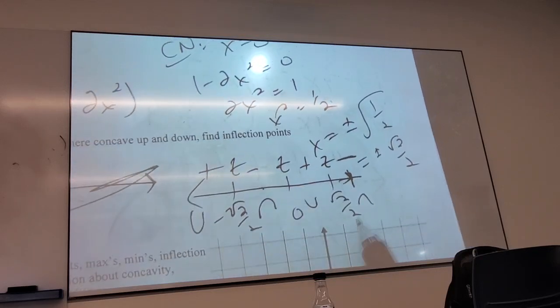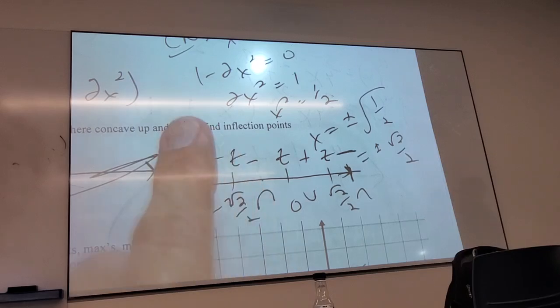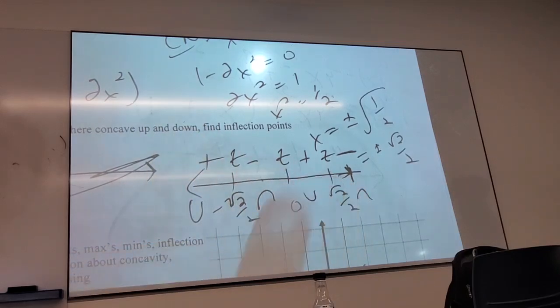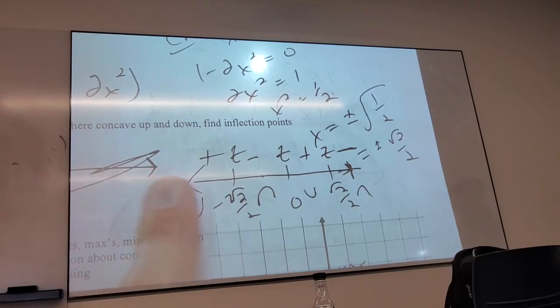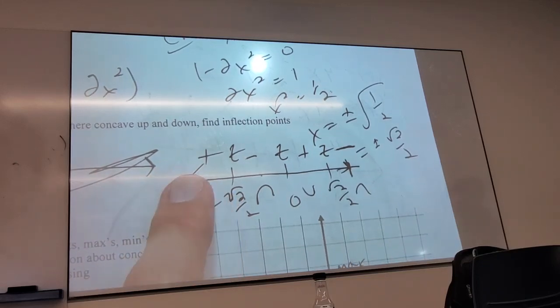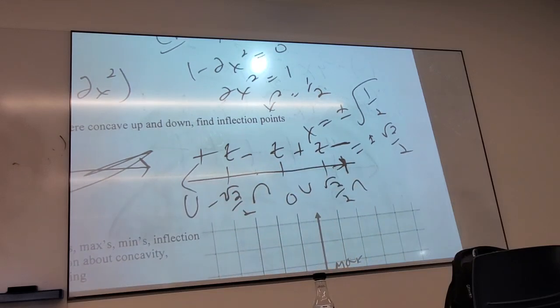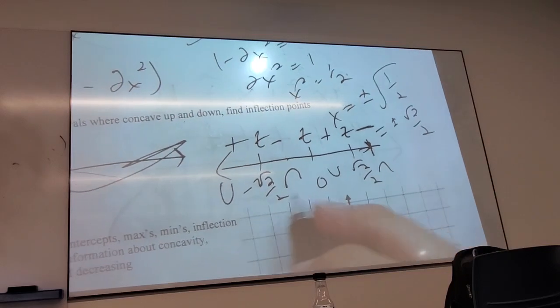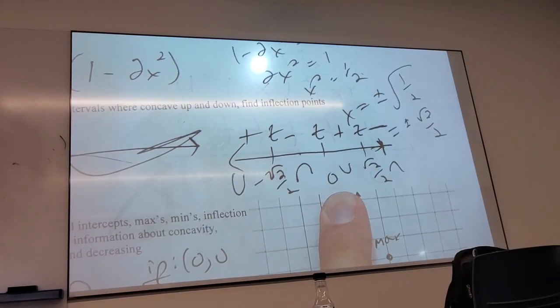Now, local min, local max is where the derivative changes sign. Inflection points is where the second derivative changes sign. How many times does the second derivative change sign? 1, 2, 3. So it changes sign here, here, here. So one inflection point is 0, 0. Is that cool? Where I know it goes through 0, 0.